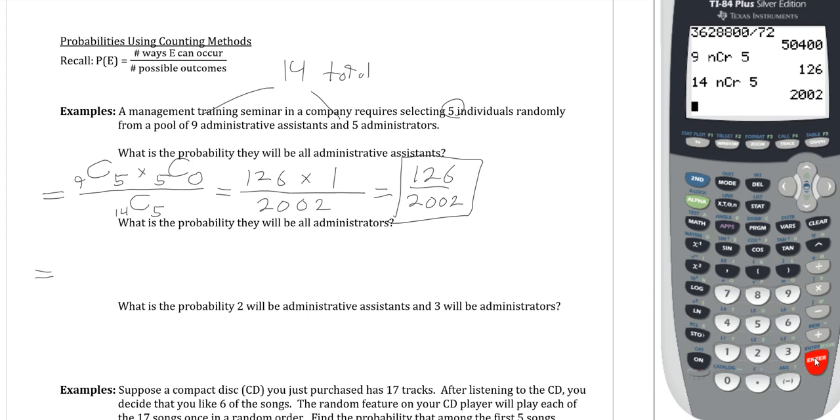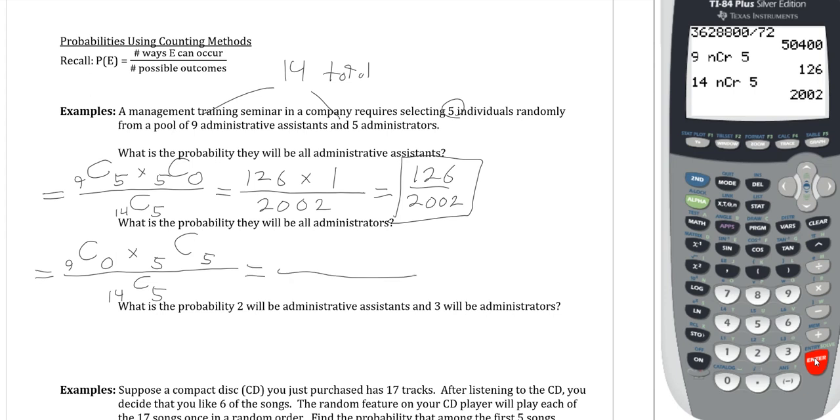Second one says, what is the probability that they will all be administrators? All right, well, like before, on the bottom, I'm going to say how many ways I can select 5 people overall of the total pool of 14. And then on the top, I'm going to indicate a combination for how many administrative assistants are selected and how many administrators. Of the 9 administrative assistants, I want to take none of them. And of the 5 administrators, I want to select 5 of them.